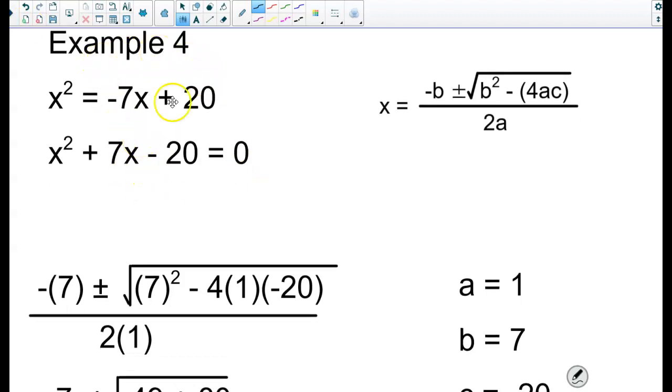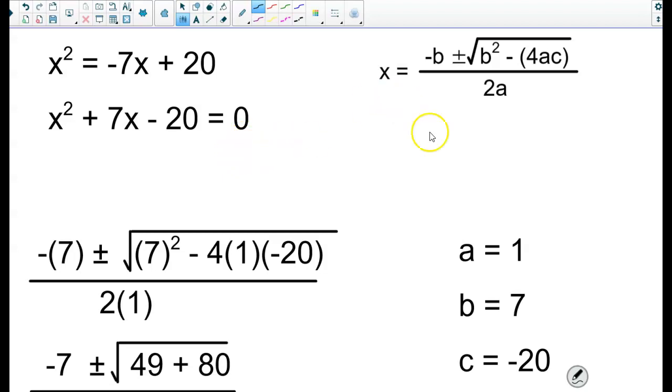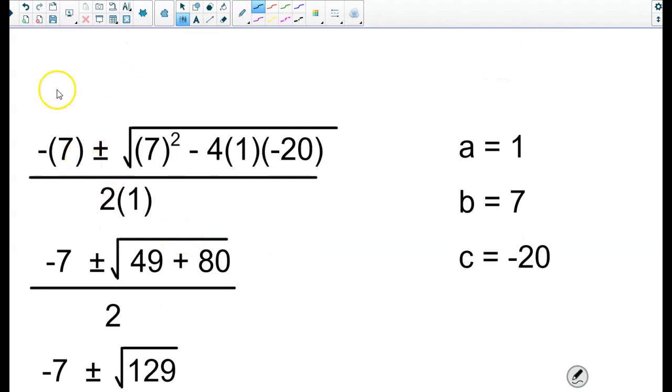Finally, if it's not equal to 0, we've got to get it equal to 0. So in this case, I always want to keep the x squared positive when I can. I add the 7x and I subtract the 20 over. So based on that, my a is 1, my b is 7, the c is negative 20. We don't set our a, b, and c until it's equal to 0. We don't start here. We've got to wait till it's equal to 0. And then I plug my numbers in.